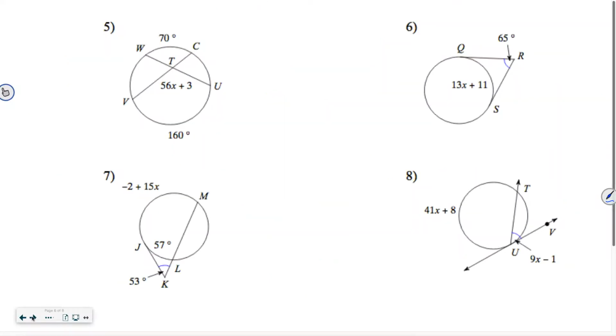All right, now we're going to try a couple of different ones. We're going to start with 5. The reason we're starting with 5 is I notice the chords intersect. Do you see how it's inside the circle? What that means is I'm going to use a different formula. I'm going to use big plus little divided by 2 equals the angle.